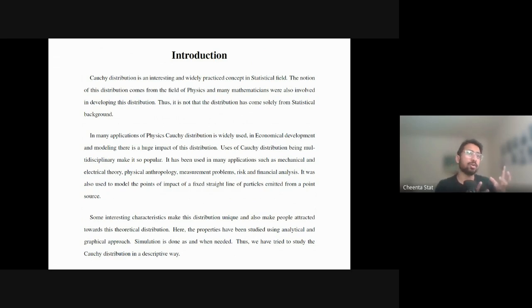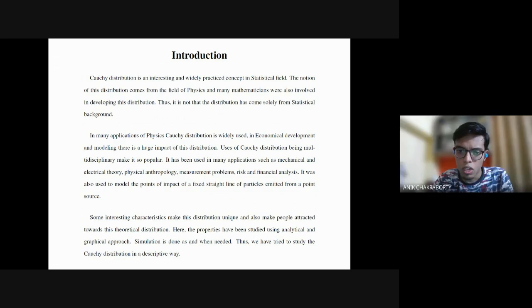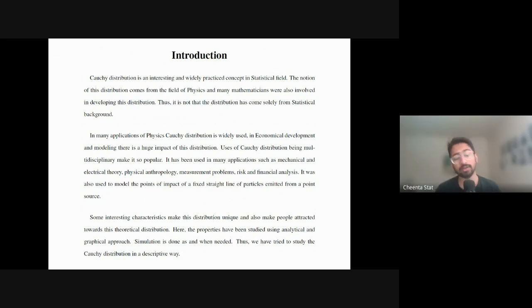So the Cauchy distribution has an applied origin in physics, and all of this, I have told: mechanical, electrical, and physical anthropology. I think students can search up how the Cauchy distribution came from physics and this field. Did you discuss in your work where it's used? It's theoretical, not fully. Actually, I focused on the properties and the uses of the Cauchy distribution.